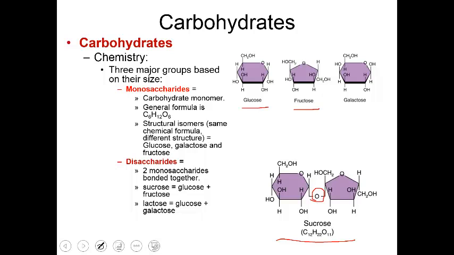The formula for this is C12H22O11. And you will notice that this is because a water molecule has been expelled in the process of forming that chemical bond.